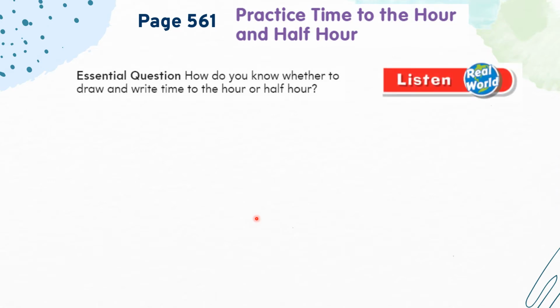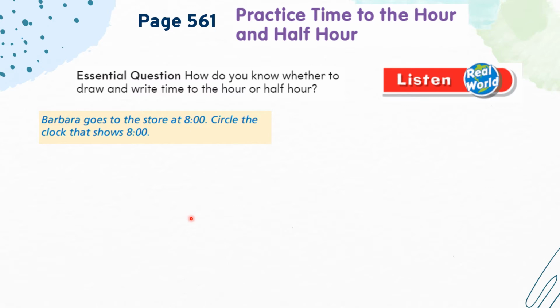Let's look at this lesson question. Practice time to the hour and half hour. Essential question. How do you know whether to draw and write time to the hour or half hour? Let's look at the question now. Barbara goes to the store at 8 o'clock. Circle the clock that shows 8 o'clock.